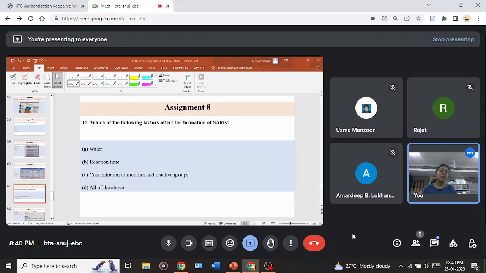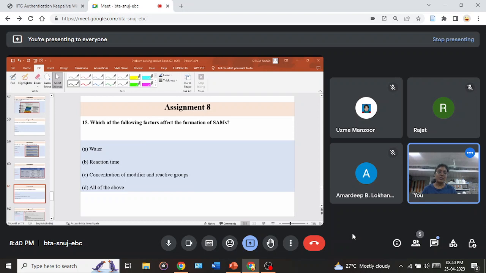Factors that affect the formation of self-assembled monolayers. What should be the correct answer? It is a very straightforward question. C, that is concentration of modifier and reactive groups. And why not reaction time and water? So reaction time also actually plays a very important role for the formation of SAMs.